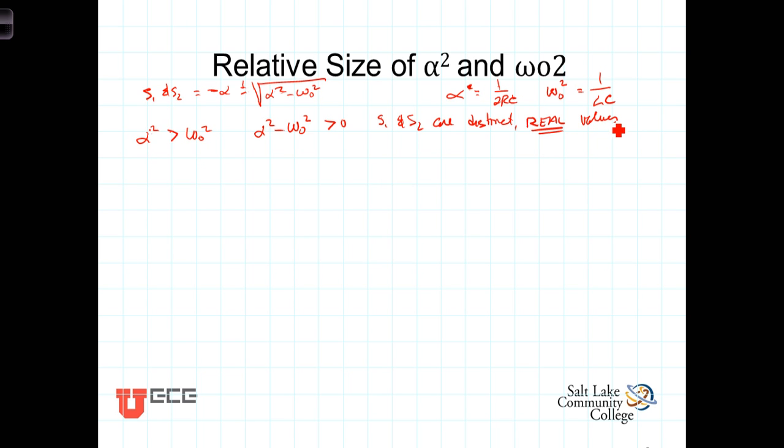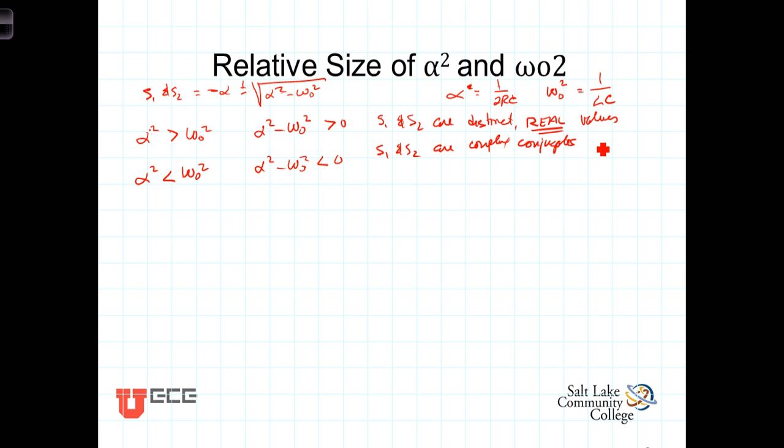Now, for the case when alpha squared is less than omega naught squared, the discriminant here, the value under the radical, will be negative. Alpha squared minus omega naught squared will be less than 0 or negative. And S1 and S2 are complex conjugates of each other. We still get two distinct roots, but the roots are complex and they are related to each other as conjugates of each other.